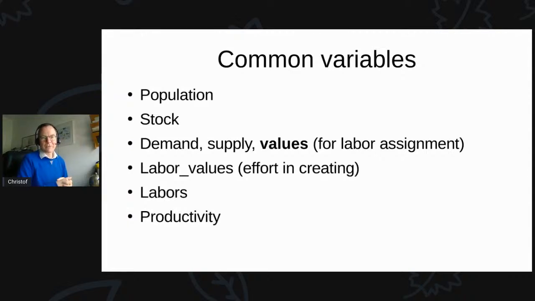Then there's labor values, which is basically the effort that actually went into creating a specific good. There's labors, which is the ratio of the professions to the population. And there is productivity, because you don't want to increase professions which have no access to raw materials, even when you have high demand for the goods they provide.